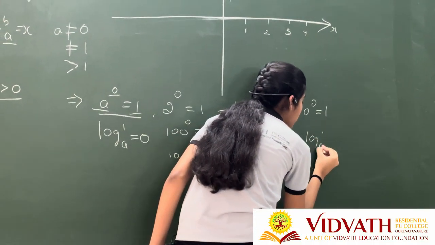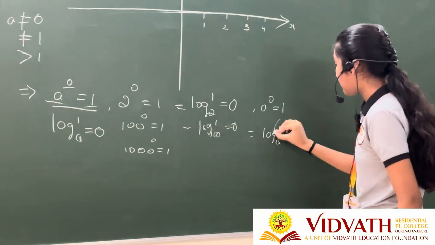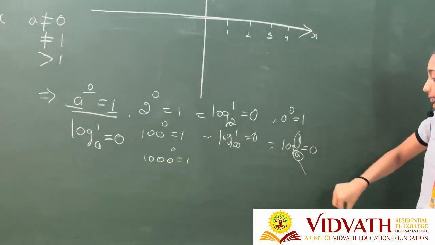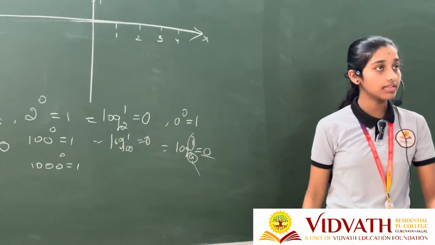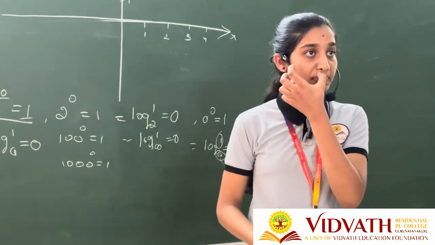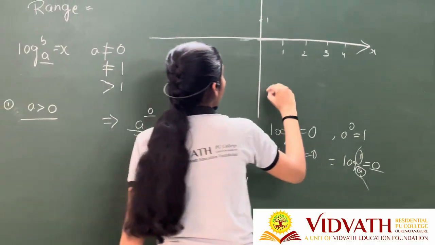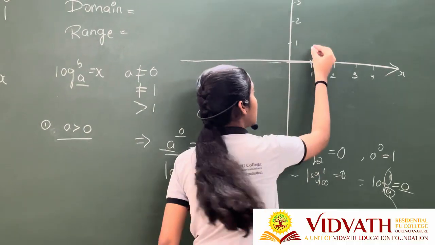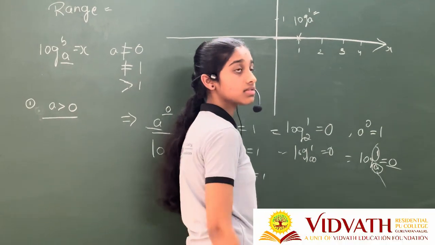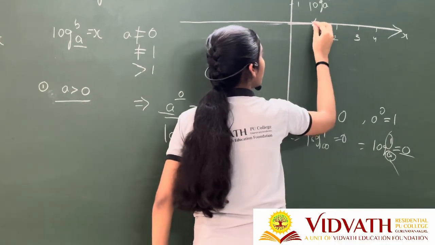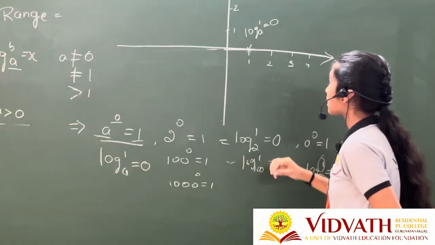Log of 1 to the base a is always 0. Log of 1 to any base a, being any positive number, is always 0. Okay? Get it or have any doubt? Okay, let's come to the graph. Log of 1 to the base a is always 0. So the logarithm graph for the condition a greater than 1 comes like this.